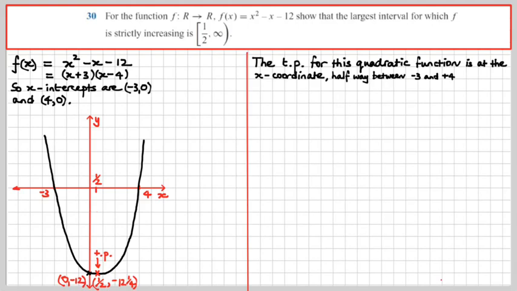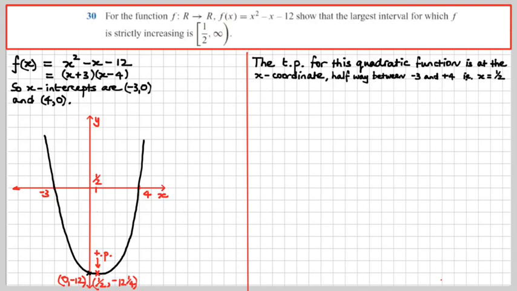Yes, so we've just about got it solved. The turning point for this quadratic function is at the x-coordinate halfway between the two x-intercepts, right? So -3 and +4, halfway between them. So that's the average point. So add them up and divide by 2. So 4 minus 3 is 1. 1 over 2 is a half. So when x is a half, that's the x-coordinate of the turning point. Yes, x is a half. Well, ha-ha! Hello, Mr. Half. Look, we got you, didn't we?